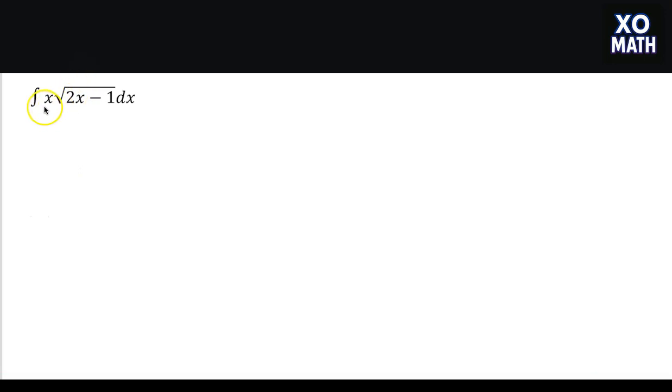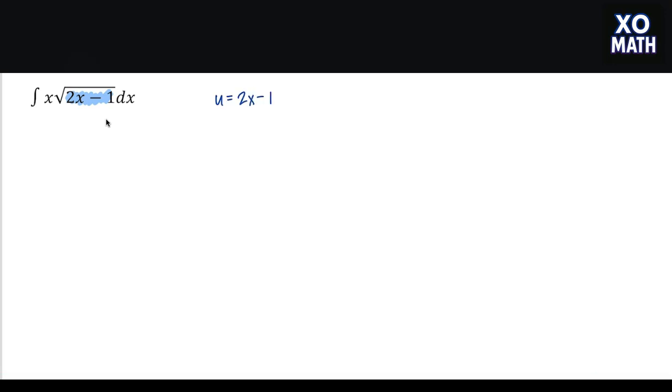Here we have the integral of x times the square root of 2x minus 1 dx. We're going to solve this using two separate methods. First, we're going to go a traditional route, and we're going to let u be the part that's underneath the square root. So we're going to let u equal 2x minus 1.